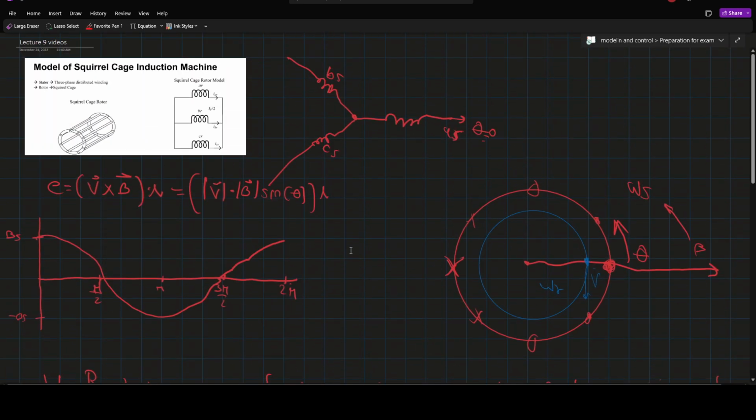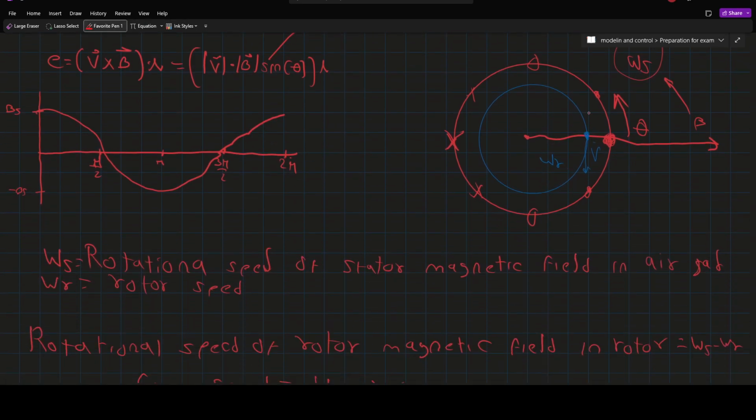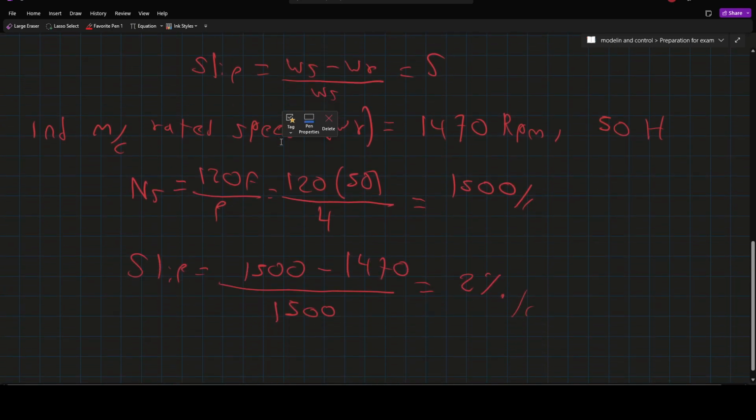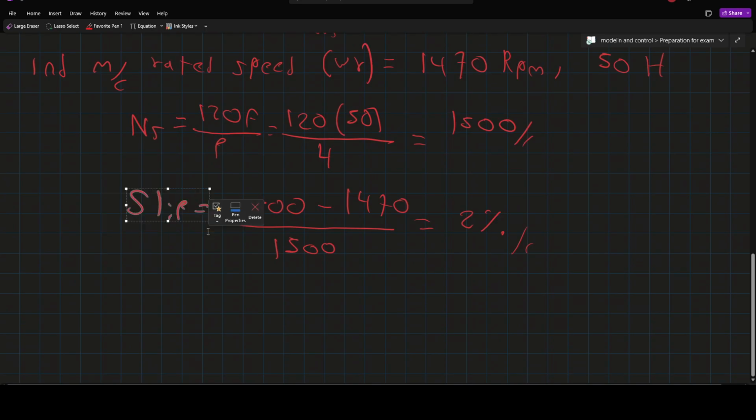Okay, so that's how we get all the speeds. We have one speed that is the speed of the magnetic field in the stator, and the speed that is the rotational speed in the rotor, and we know that we are going to induce an EMF. The EMF produces a current in the rotor, and the current produces a magnetic field, and so we have two magnetic fields rotating, and the difference between those two magnetic fields is going to be our slip speed, and if we get the percentage, we get our slip. I hope this helps. That's it.